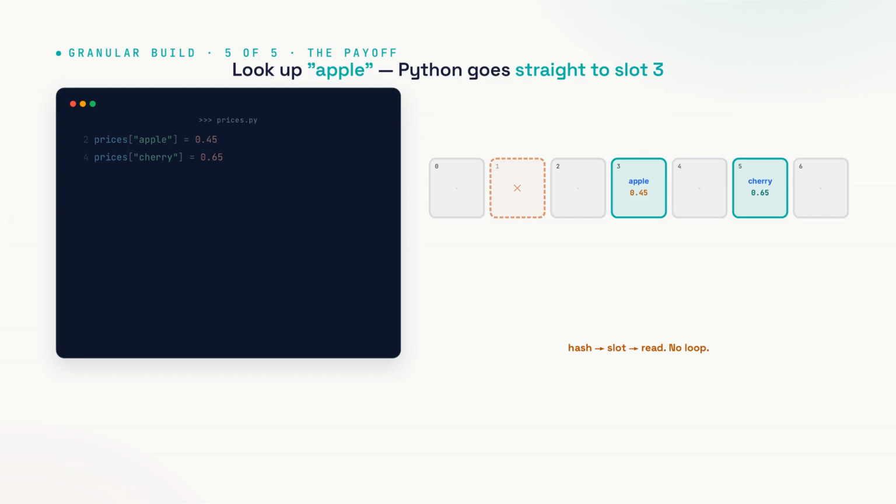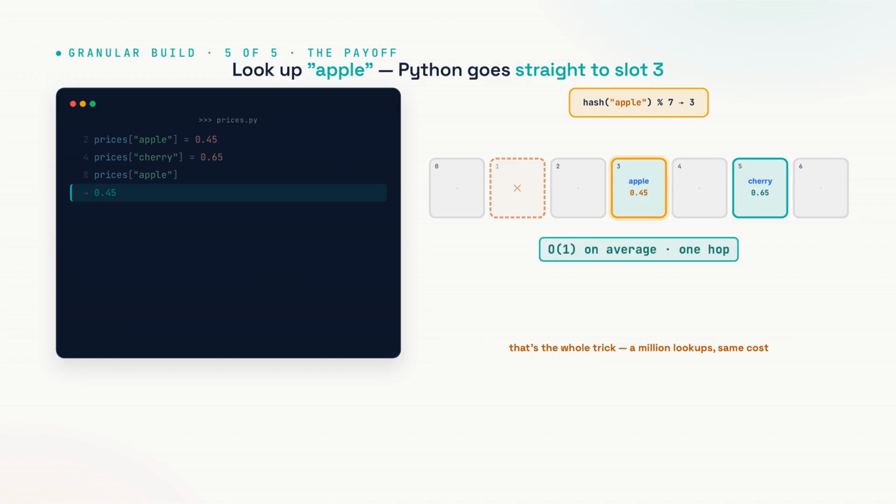Now the payoff, the whole reason dicts exist. Let's look up apple. We read prices['apple']. The calculator runs 1 hash on apple, and Python goes straight to apple's slot. 1 hop straight to the slot, read the value 0.45. No loop, no scan, no checking the other slots. Whether the dict has 2 keys or 2 million, this lookup is the same cost on average. That's the trick: hash, go to the slot, read. A million lookups a second, each one the same 1 hop cost, O(1) on average. That's what it means in practice, and it's why the dict is the structure you reach for 100 times a day.